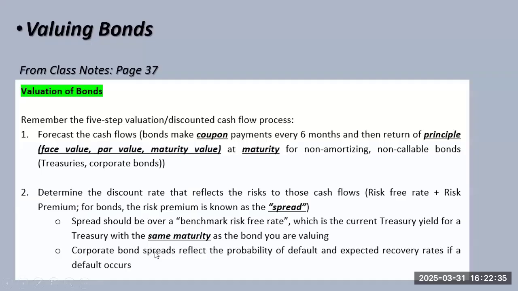So corporate bond spreads, you talked about this some on exam 1. Corporate bond spreads reflect the probability of default. If it's highly rated, it's going to be a really thin spread. If it's a low rated bond, it's going to be a really wide spread. All right, so pretty straightforward. I'll give you all of this on the exam. You just have to know how to interpret it.